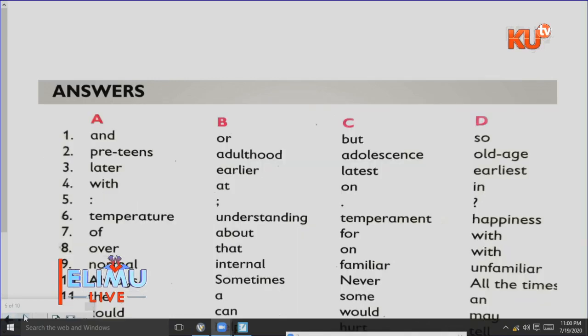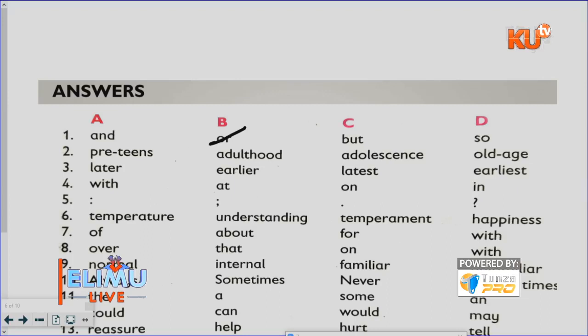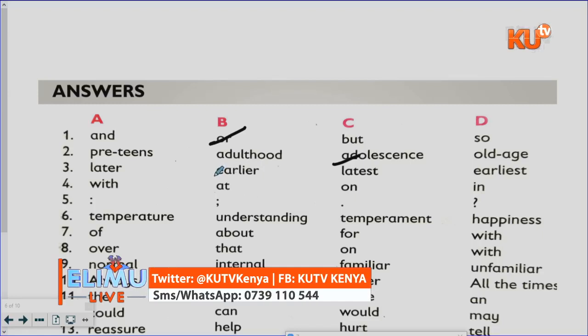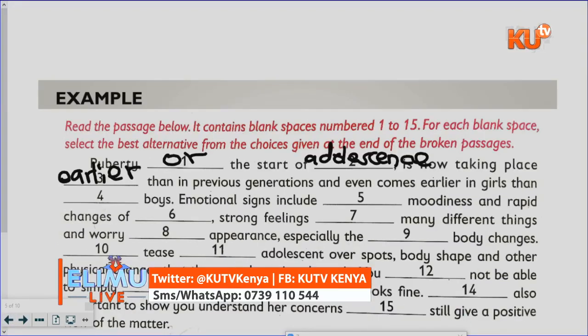For example, in number 1, I chose or, so I'll come here to or and mark it. So you just mark it that way. Then the second one I picked was choice C, which is adolescence. So I'll come to adolescence and mark it. Then number 3, I picked earlier. I'll come to earlier and mark it. Then after I have marked it, I go back to my exercise and fill in those words there the way I have done.